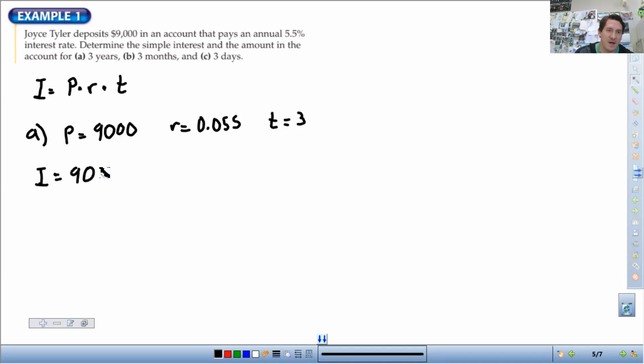All we need to do to find the interest for part A is to multiply all those: 9,000 times 0.055 times 3. Use a calculator to work that out. I'm bringing mine up right now. 9,000 times 0.055 times 3 is 1,485.